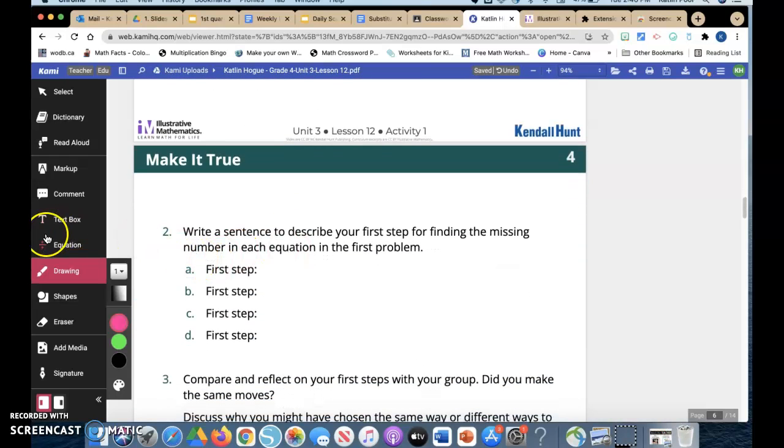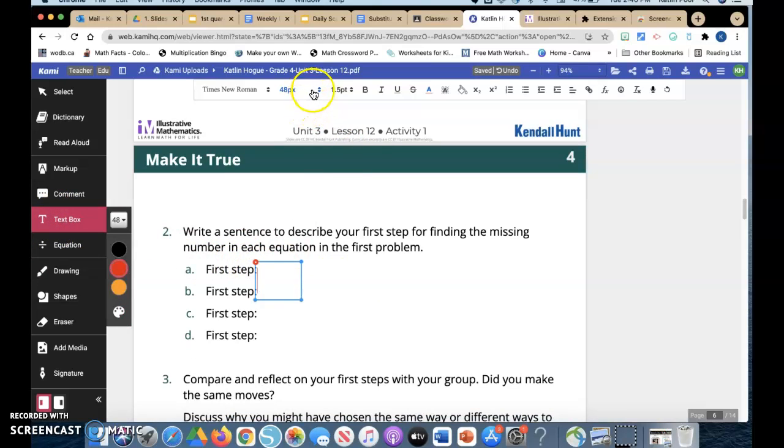So, when I look at number 2, this question right here, the first step that I took to find my answer was to change 1 1/6 to an improper fraction.